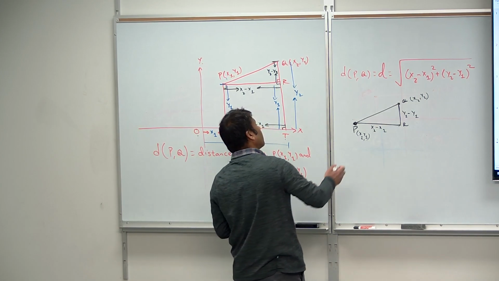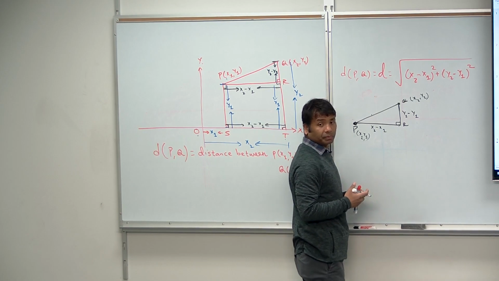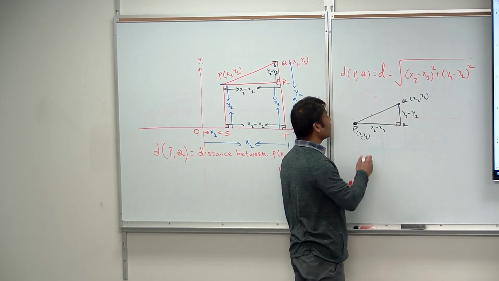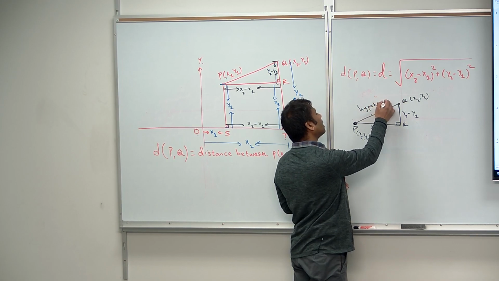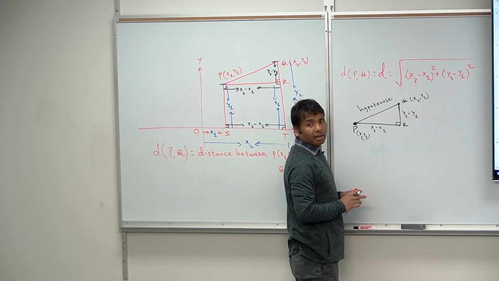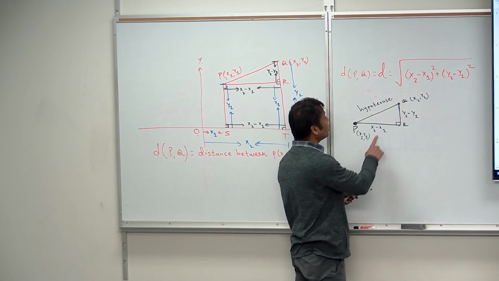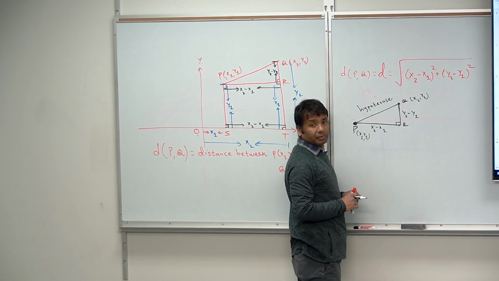So in this right triangle, this is the right angle, right? What is PQ? PQ is what? Hypotenuse, is that right? Are you with me? And these are the two legs of a right triangle, right? And you know the Pythagorean theorem, right?